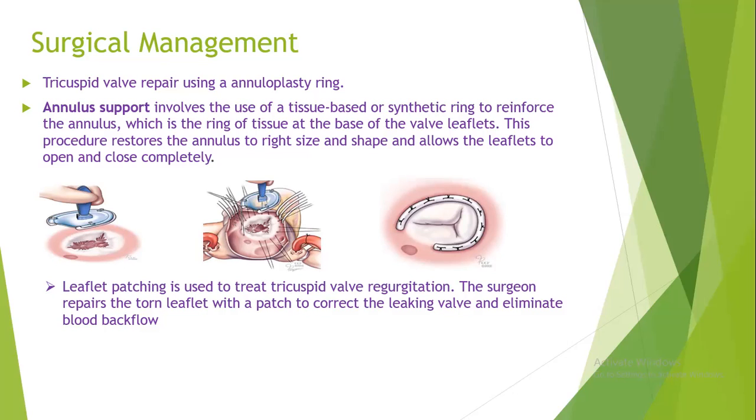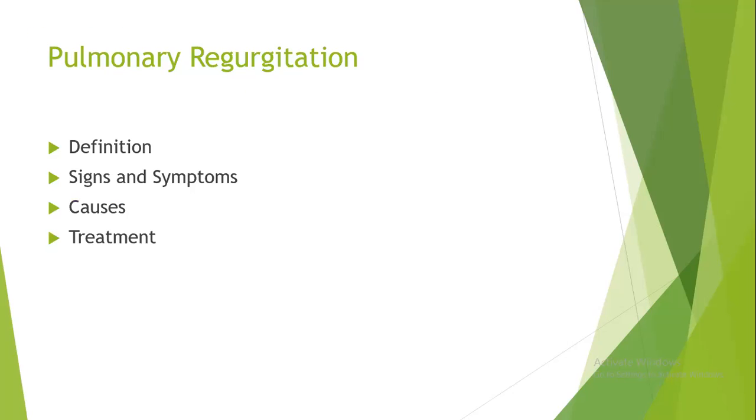The second part of surgical management would be the leaflet patching, which is also used to treat tricuspid valve regurgitation. The surgeon repairs the torn leaflet with a patch to correct the leaking valve and eliminate blood backflow. Now looking at pulmonary regurgitation.